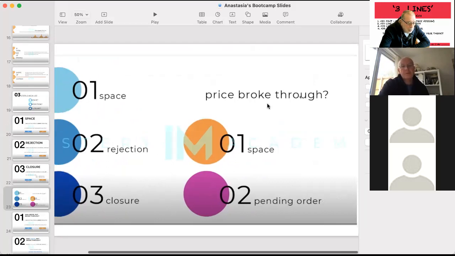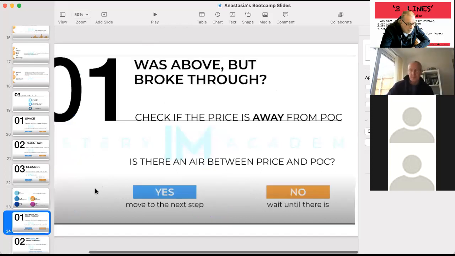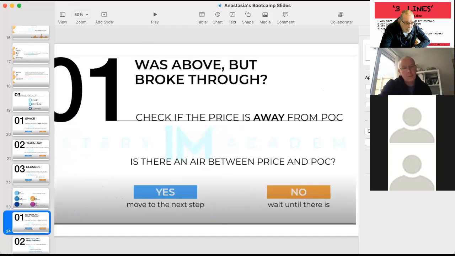So this "price broke through" refers to what I've just described. In the first instance, we were looking at price coming down to the line and rejecting and going for a buy. And here she's talking about when price comes down to the line and breaks through. So if it breaks through, she's looking for a gap between the line and price. And this is where Anastasia and I differ, because I tend not to use pending orders.